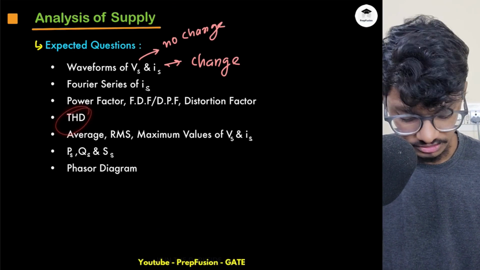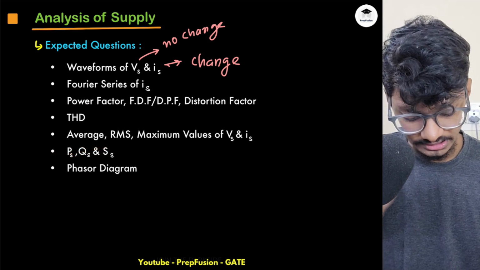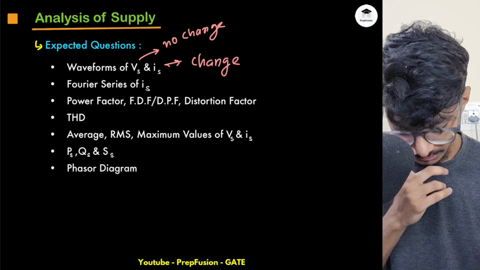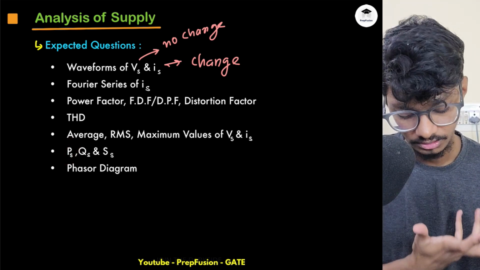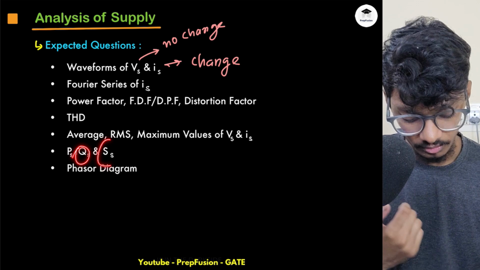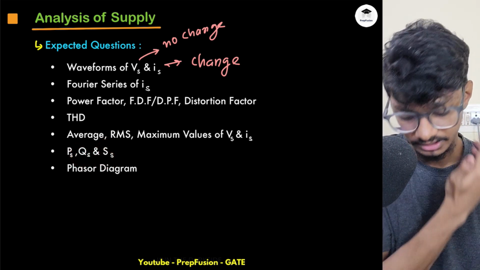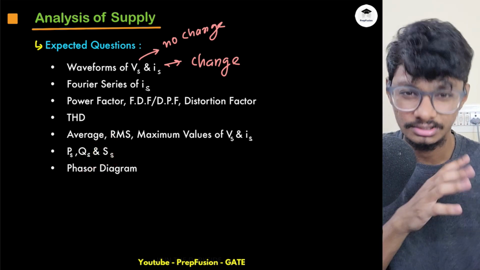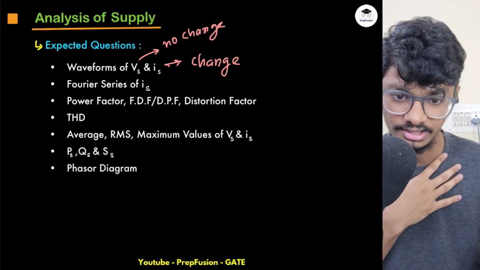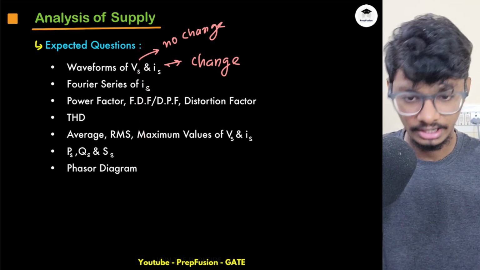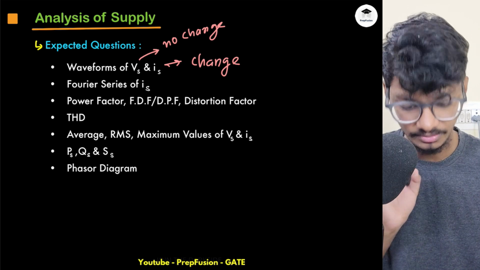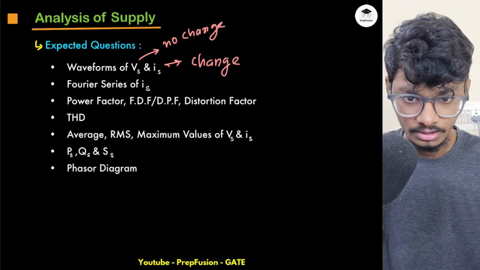They can ask the total harmonic distortion. They can ask the average, RMS, maximum values of supply voltage and current. You can find out, right? We have already just computed it. They can ask the active power consumed from the supply, reactive power, and the apparent power. Phasor diagram, that is the least possibility. They can ask phasor diagram, but all these things they can ask, right? And I hope you know how to compute this from the complex power chapter. I have already taught all this.